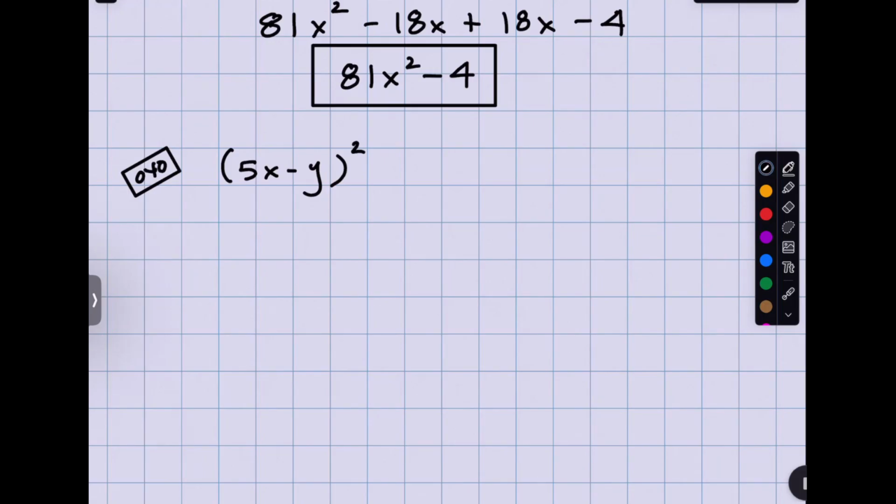What does the square mean? What is the squared attached to? The parentheses, which means we got to write the parentheses how many times? Twice. So we have to write the parentheses twice. If we write the parentheses twice, then we have two binomials. Make sense? And we have two binomials, that means I'm going to have to double distribute.